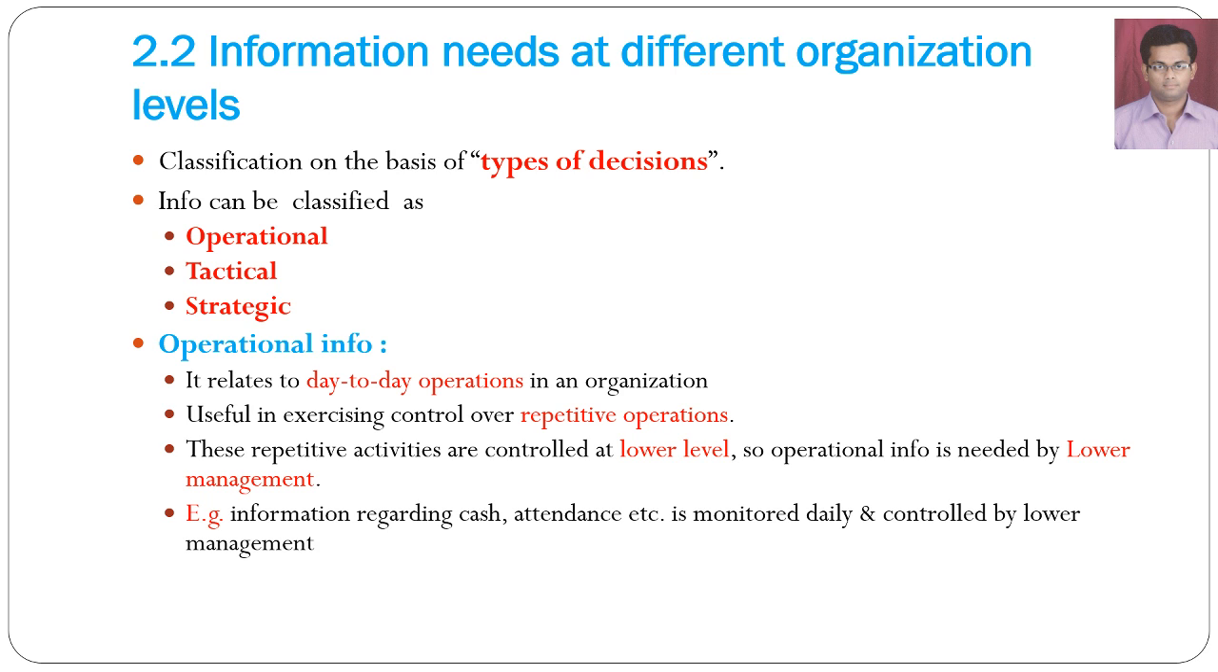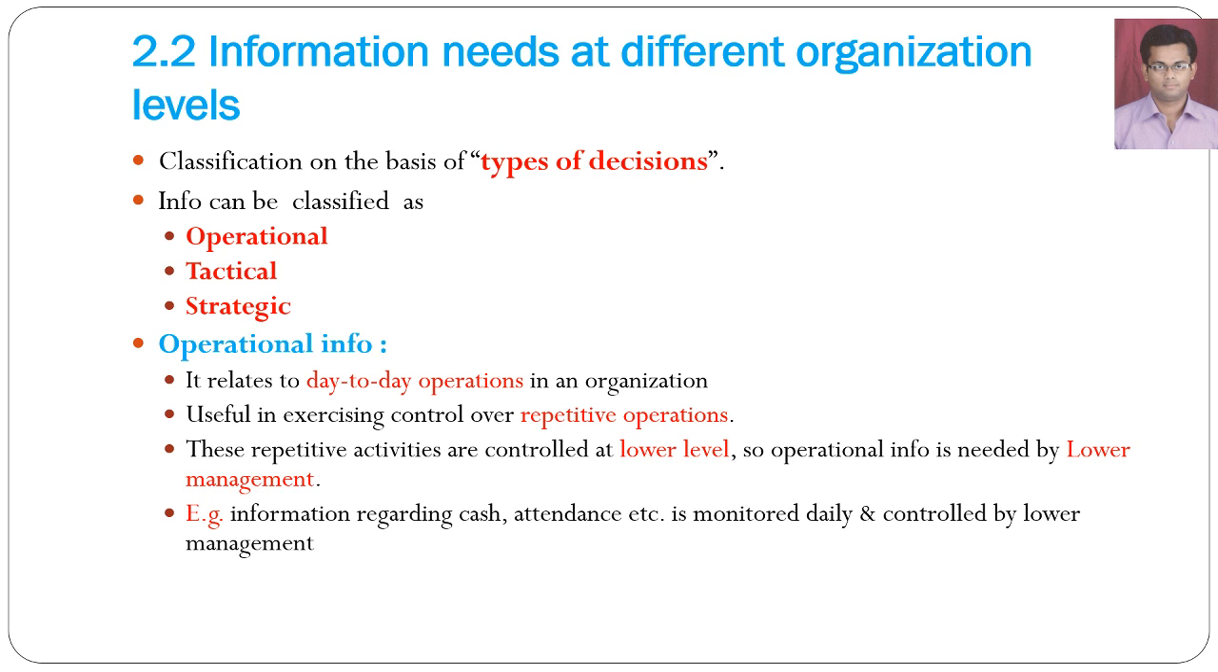The second point discusses information needs at different organizational levels. If we classify information needs at different organizational levels, there is a common thread, and the thread is the type of decisions. Information can be classified as operational, tactical, and strategic information based on that common thread, which talks about types of decisions. Operational information is the first classification category.